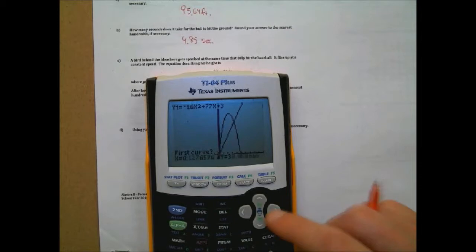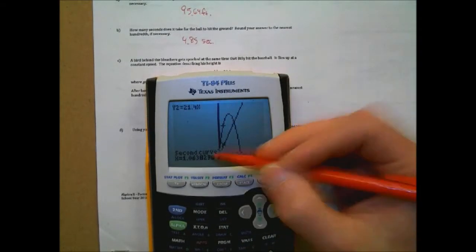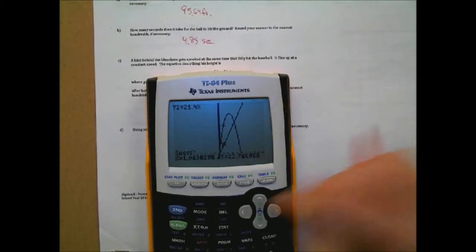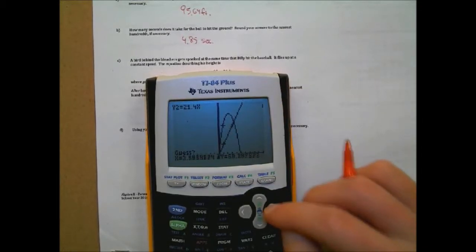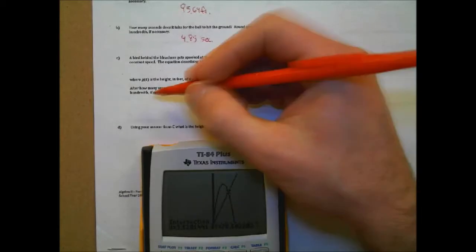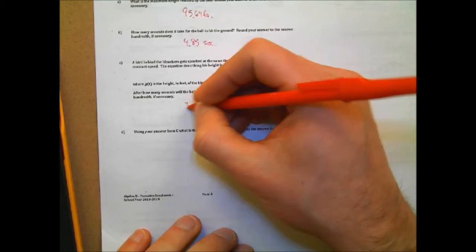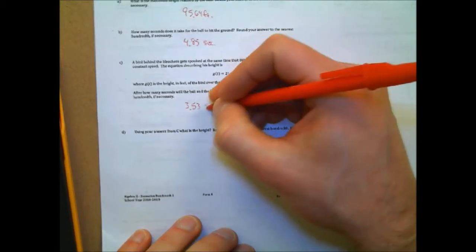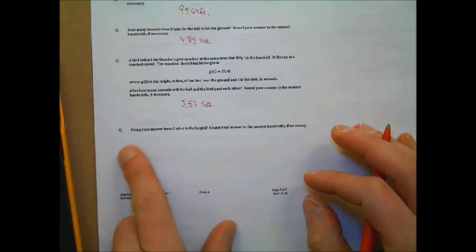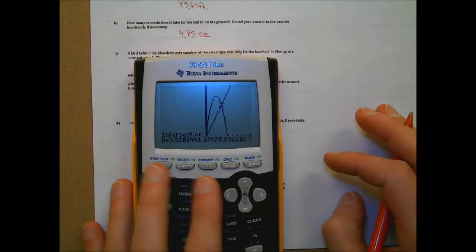So second trace, intersect command. First curve, I'm on my parabola. You can also see it listed there. Second curve, I'm on my line now, hit enter. And then for the guess, I'm going to go up towards the actual point of intersection, hit enter. And there we can see, after how many seconds will they pass each other? At about 3.53 seconds. And then, using your answer for C, what is the height when they intersect? Well, that's easy. It's right there, 75.50.